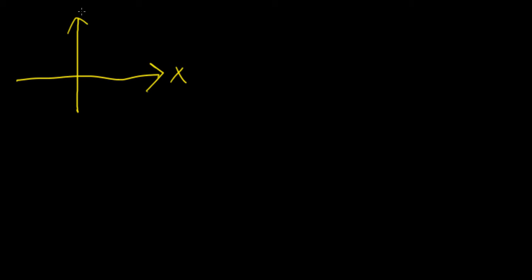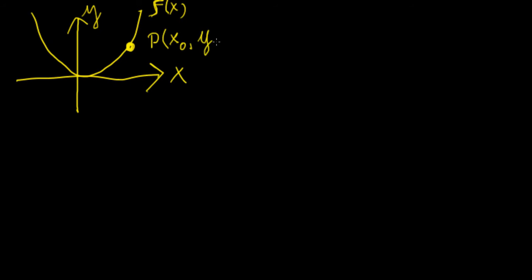We have our xy plane here. Let's say you have a function that is sort of like a parabola, or it is a parabola in fact. Let's call that f of x. And let's choose a point P, so that's going to be an arbitrary point. Let's have the coordinates x0 and y0.